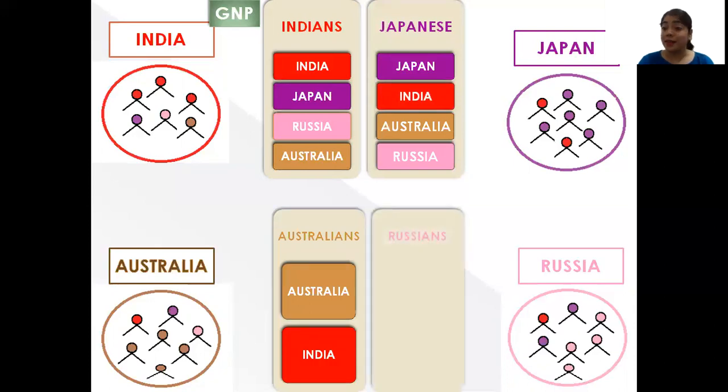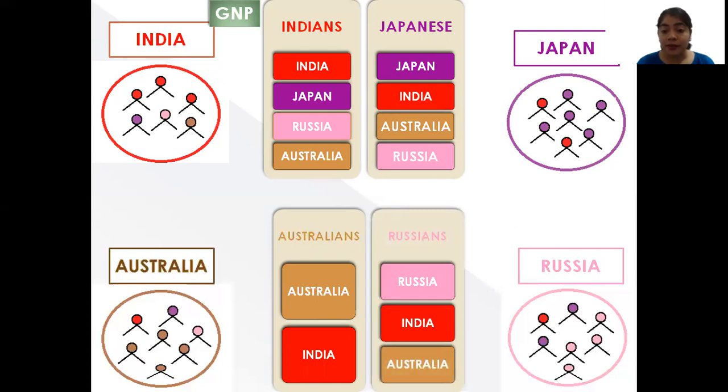And the next is Russians. Russians are producing goods and services in Russia's border, and some Russians are also working in India's border and also in Australia's border. So, in this, we have to talk about the contribution of the Russians in different countries. So, in all, we can say that GNP highlights the role of a country's residents towards a country's economic growth and development. And it also counts the total output of the residents of a country.